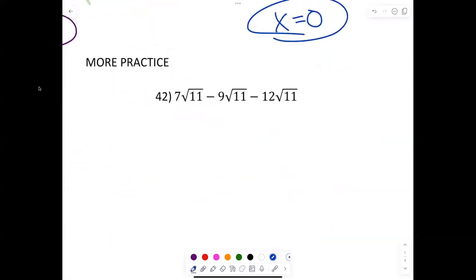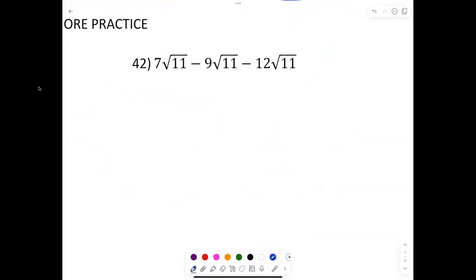All right, let's practice. 42, who remembers what that is? 7 radical 11 minus 9 radical 11 minus 12 radical 11. Negative 14. Yes, negative 14 radical 11. I like it.